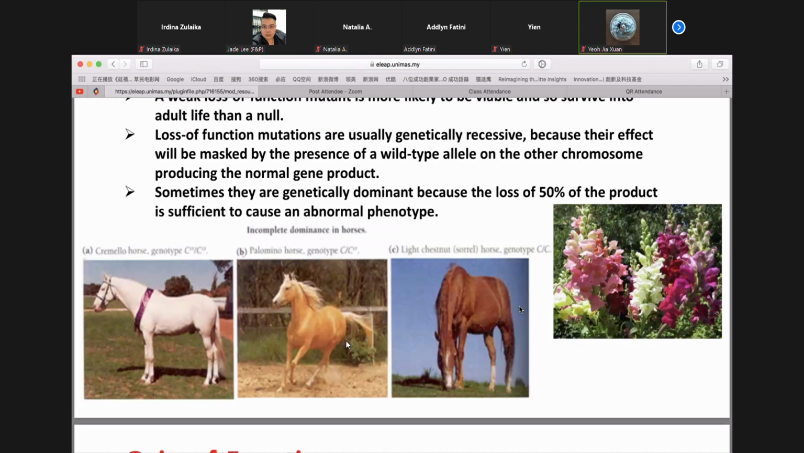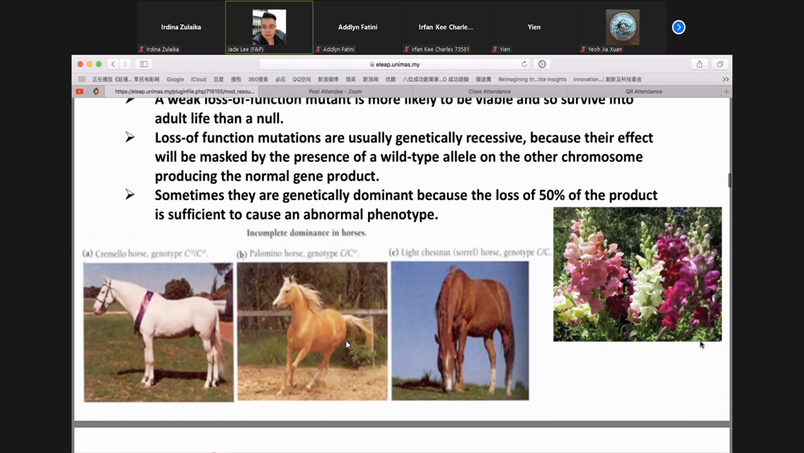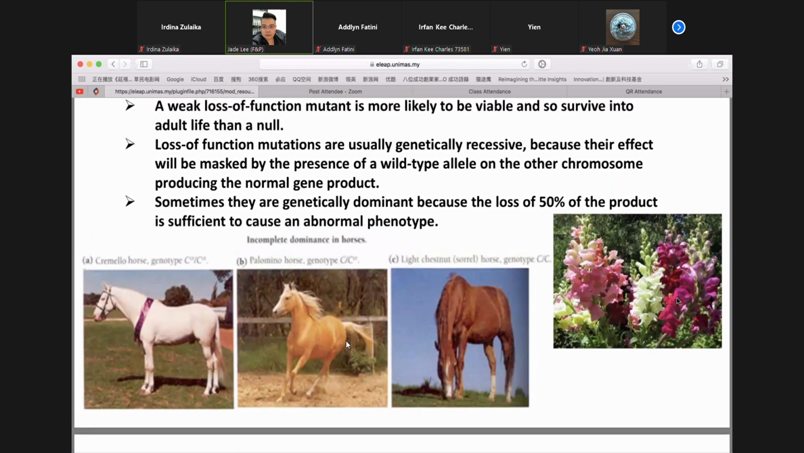Walaupun dia slightly loss of the function, tapi the genome yang dominant tu dia boleh cover it out dan memberikan phenotype yang berbeza. Dan juga kalau kita tengok snapdragon, bunga snapdragon ni, kalau kita tengok dia pun ada efek yang sama, betul tak? Betul. So you kena ingat, ini sangat-sangat penting.